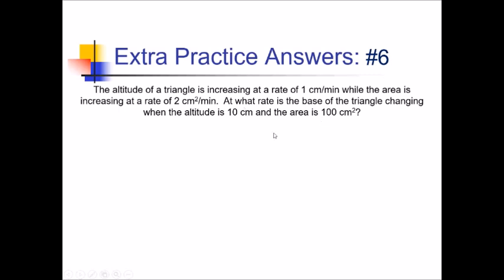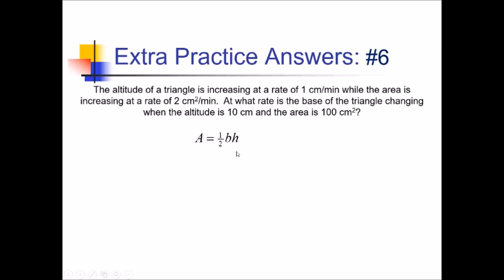All right, so what we're going to do here is basically set up an equation that ties all of these quantities together and then differentiate with respect to time. That's going to let us access these different rates of change that we're being given and being asked to find. So a good formula for this one, since we're talking about the area of a triangle, would be the triangle area formula. A equals 1/2 base times height.